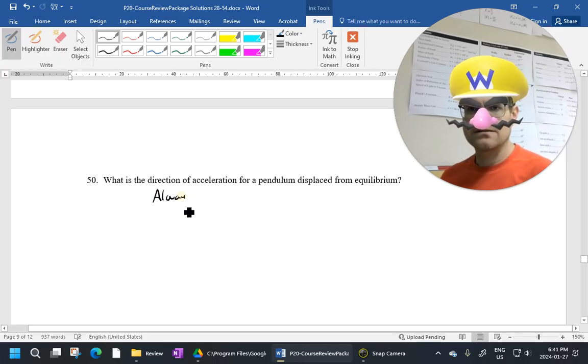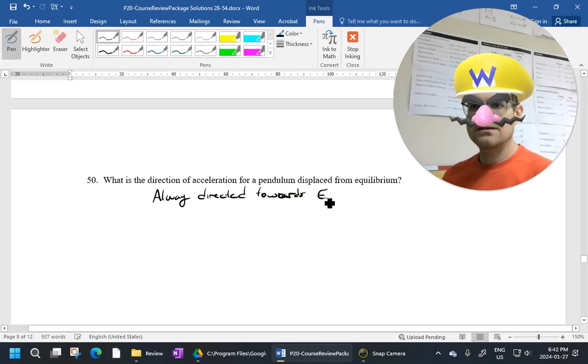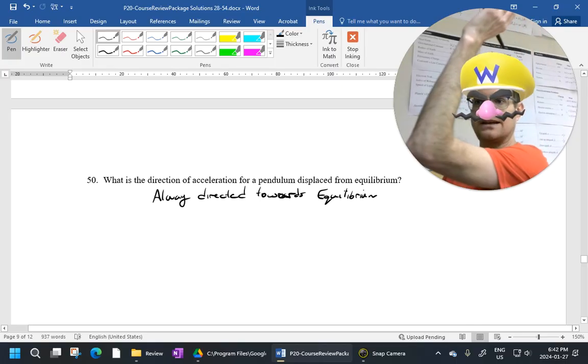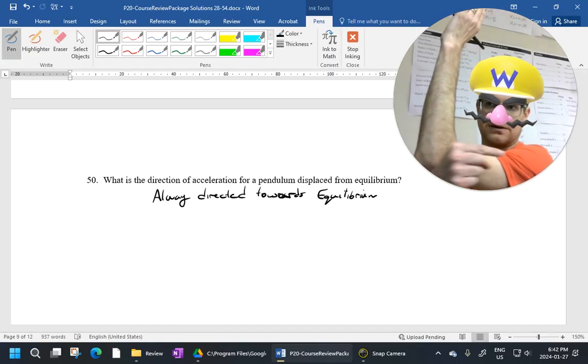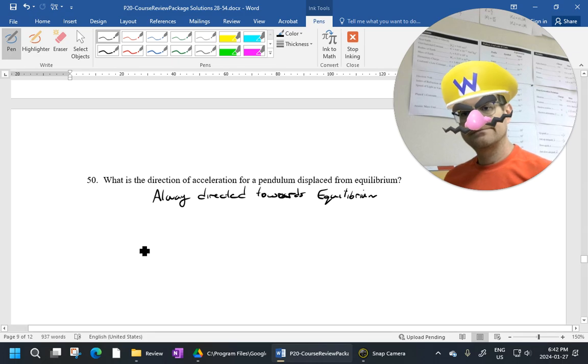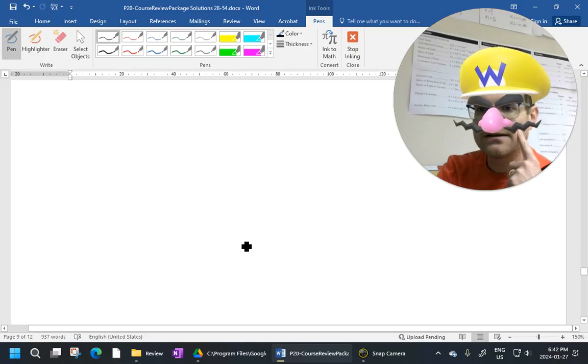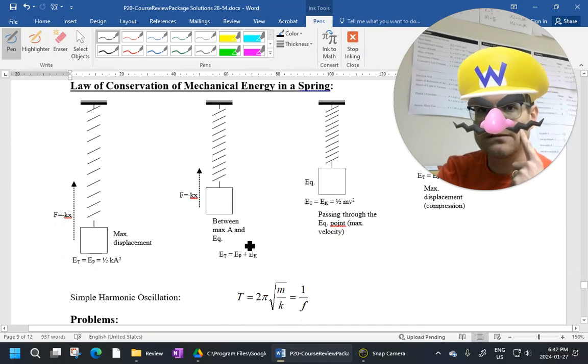Always directed towards equilibrium. Equilibrium is kind of where it wants to be. It's the middle of the graph or a pendulum. It'd be kind of just hanging down. So if I pull it off to this side, the force would be going back that way, right? So always directed towards equilibrium. Yeah. Oh, well, that was quick. All right, we're gonna get through this.